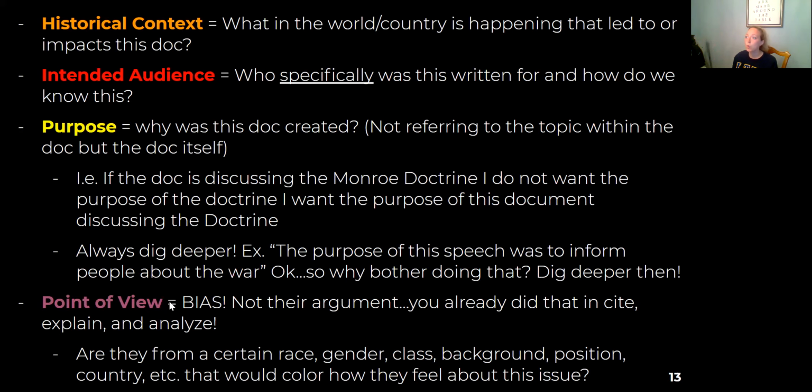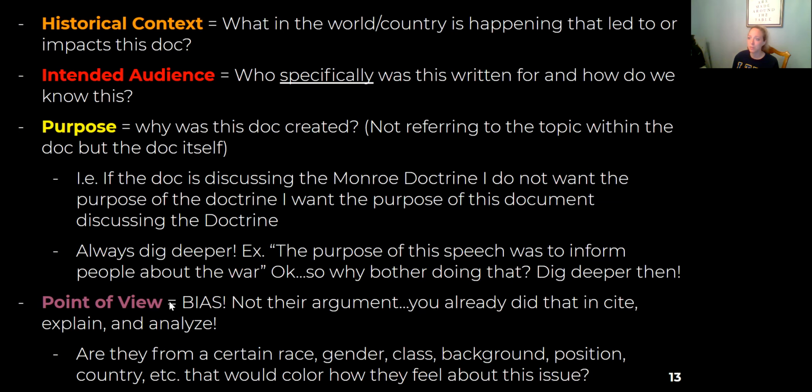Intended audience: who specifically was this written for, and how do we know this? This one is a little bit less used because it's a little less impactful. You just want to make sure you're being specific. Like if you're saying this was intended for the American public, like this speech was, it's like, okay, well, did that really help your paper? So you just want to make sure that the intended audience is something that someone would not necessarily be able to infer without having all of your background knowledge.